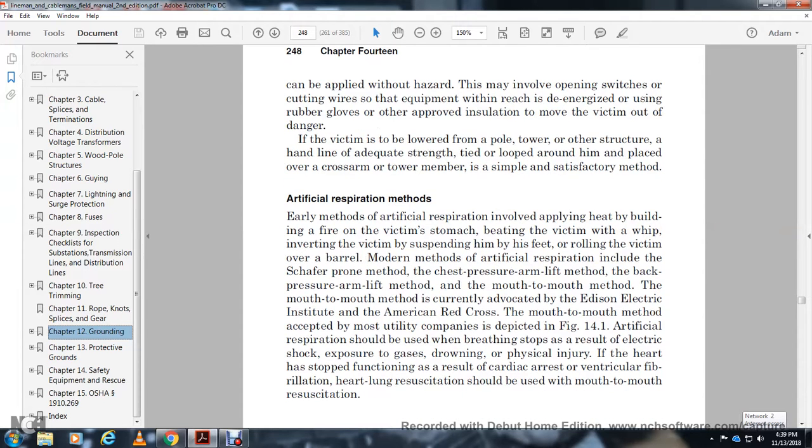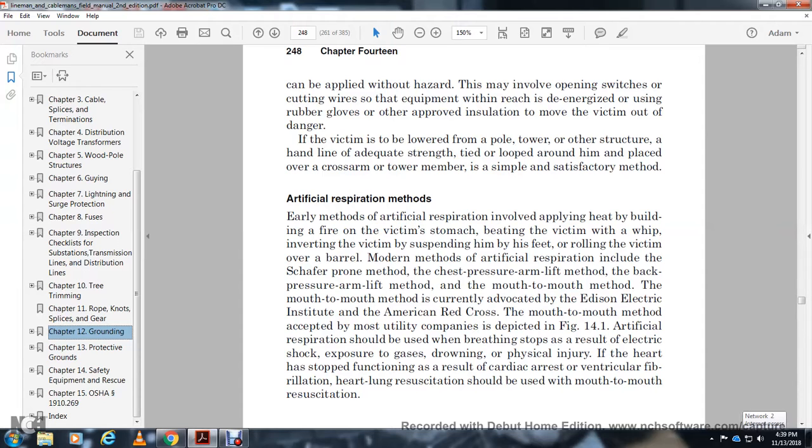Artificial respiration methods. The early methods of artificial respiration involved such things as building up a fire, beating the victim with a whip, inverting the victim, suspending him by the feet, and rolling the victim over a barrel. Modern methods include the Schaefer prone method, the chest pressure arm lift method, the back pressure arm lift method, and the mouth-to-mouth method. The mouth-to-mouth method is currently advocated by the Edison Electric Institute and the American Red Cross, and is accepted in most utility companies.